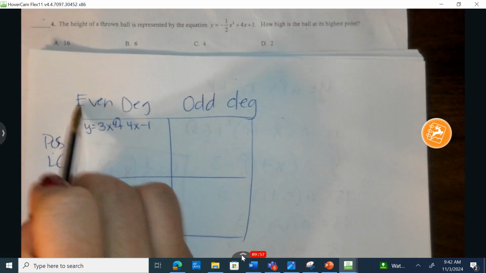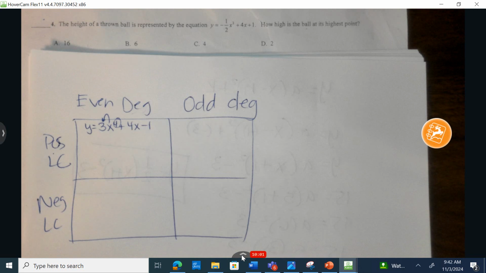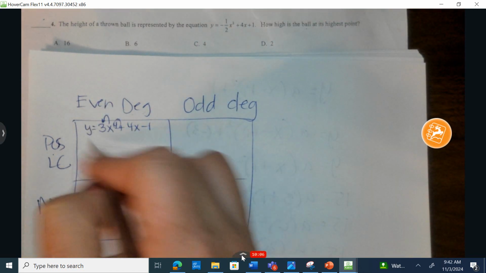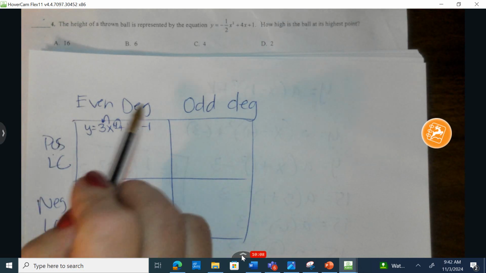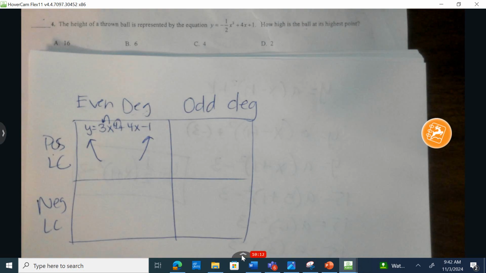4 is an even number, that's why it's an even degree, and the value in front of the variable is a positive number. So 3 is positive, degree 4 is even. What happens when this is the case? When it's even with a leading coefficient that's positive, it's up on the right and up on the left.